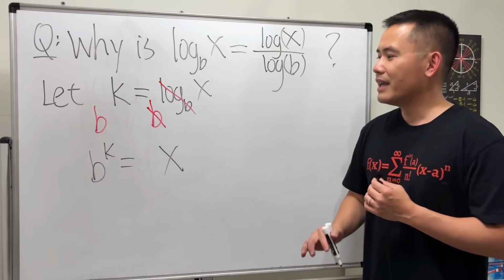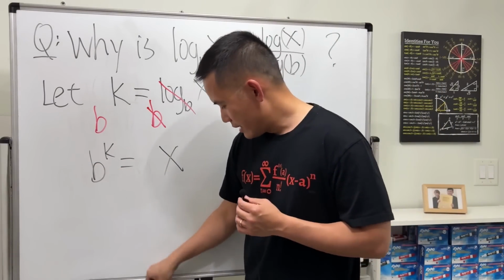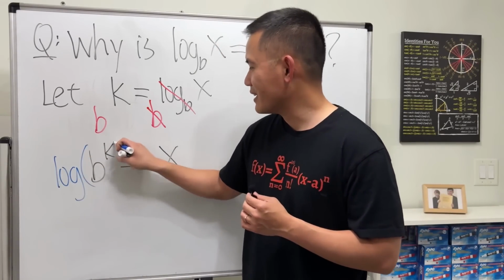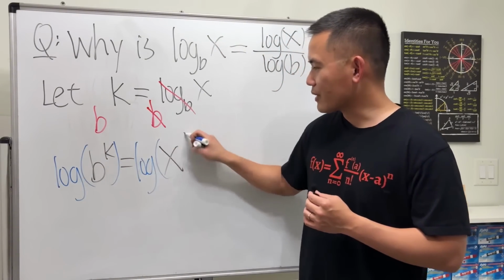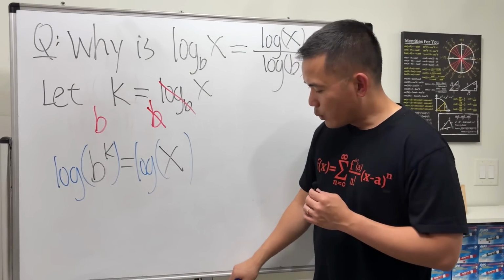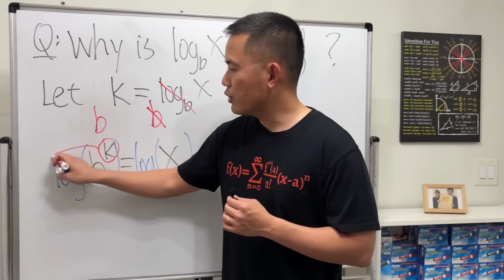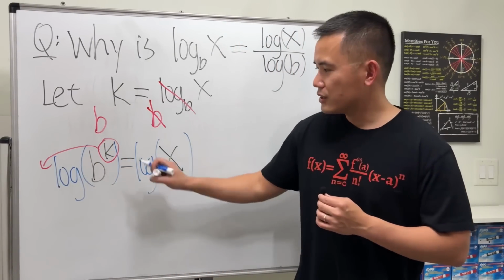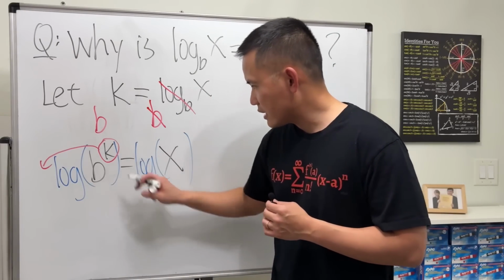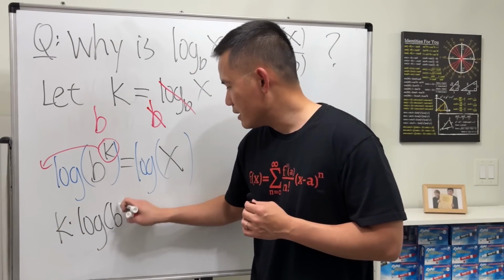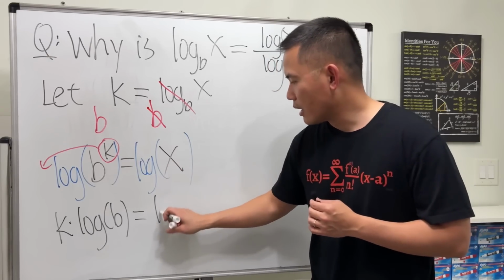How though? Here, I'm going to take the regular log, the log that everybody should have on your calculator. Log here and log here. Then, by one of the log properties, when we have an exponent, we get to bring that to the front. So this right here gives us k times log of b, and that's equal to log of x.